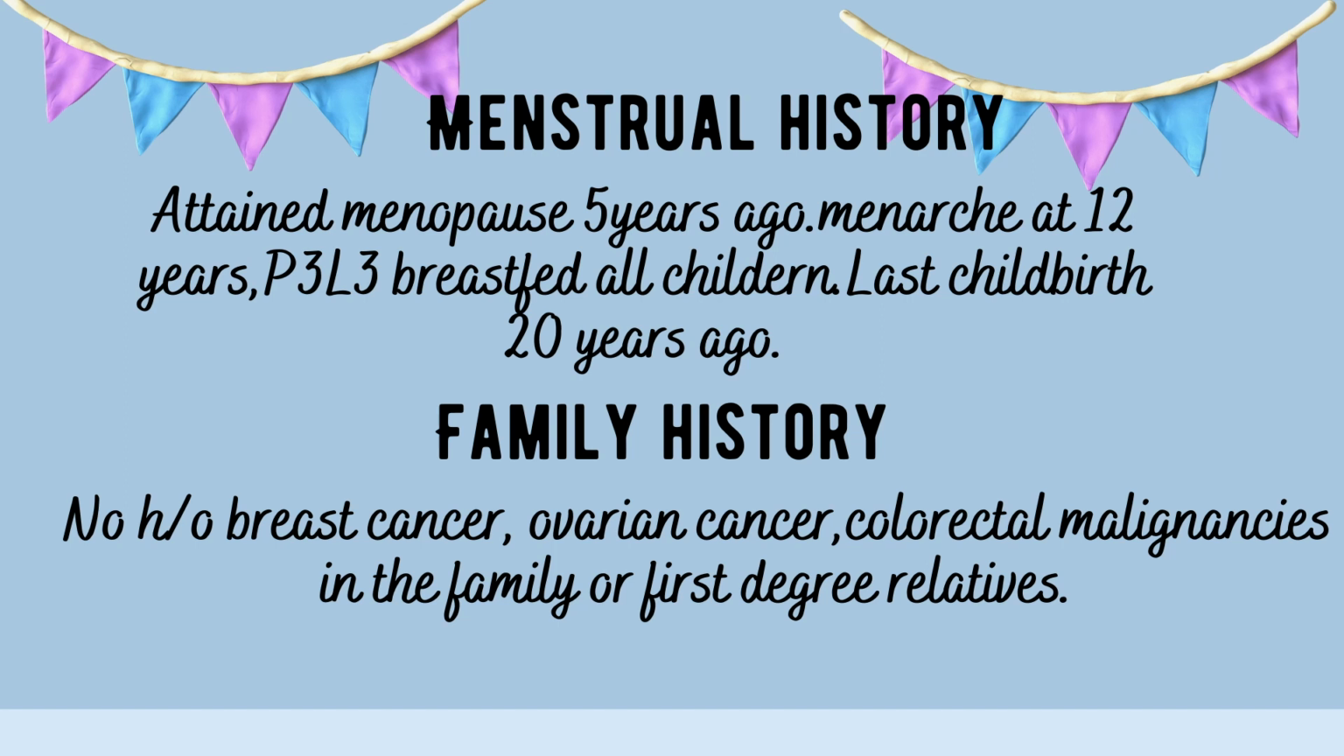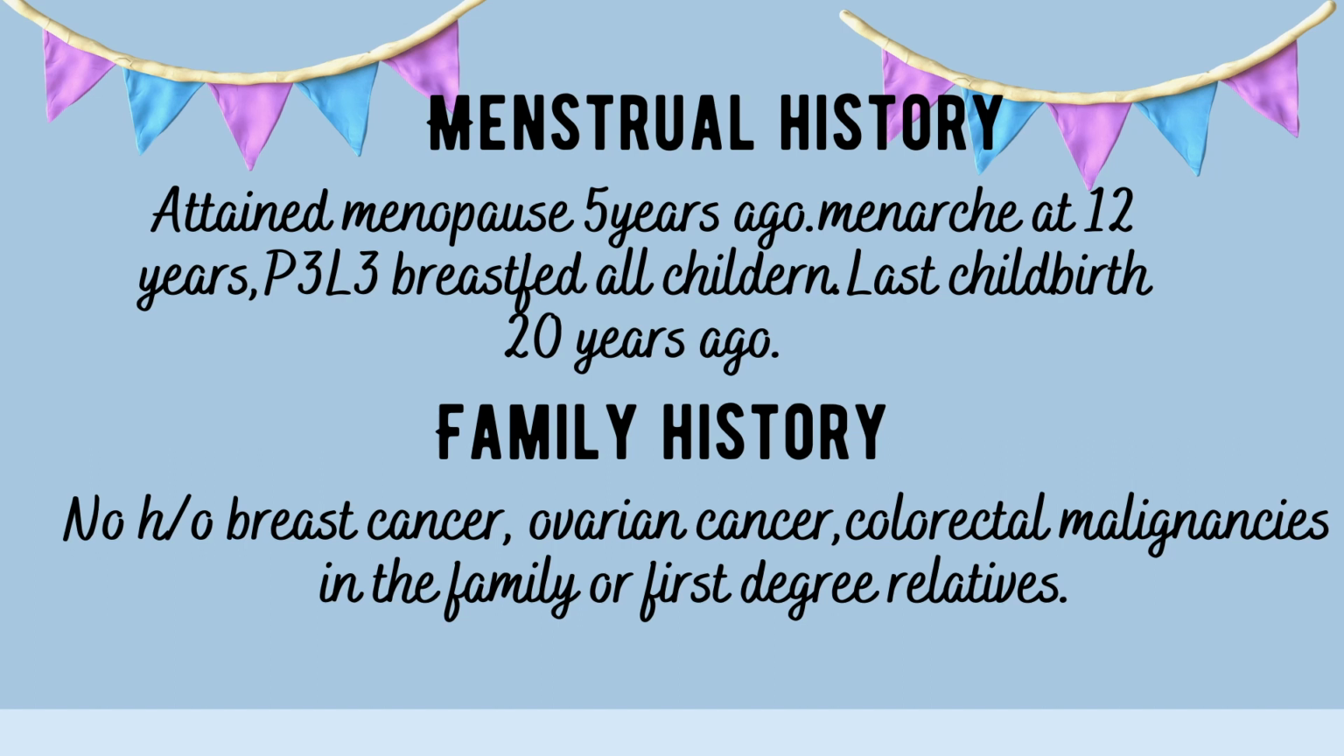Then menarche at 12 years. Same for menarche: if she attains menarche at a very early age, there are more years of estrogen exposure, again more chances of breast cancer. Then P3 L3. She has 3 live children and she breastfed all the children, because breastfeeding decreases the risk of breast cancer. One year of breastfeeding is very important to reduce breast cancer chances. Last childbirth was 20 years ago. Then comes the family history.